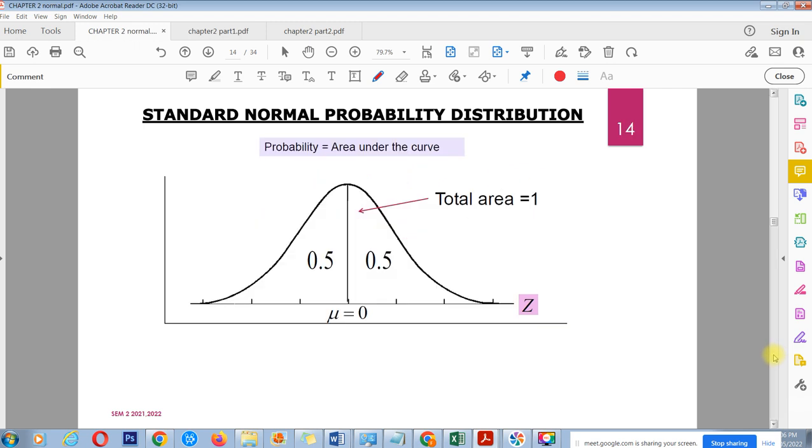The idea is that because it is symmetrical, we divide by 2, so we have 0.5 for the area on one side of Z. You need to remember the keyword is standard normal. The normal probability is different from the standard normal, and standard normal is easy because you just deal with Z and 1 for the total area under the graph.